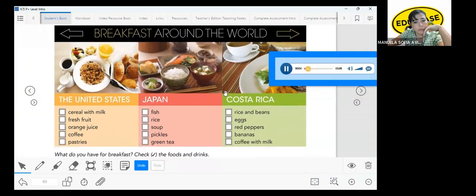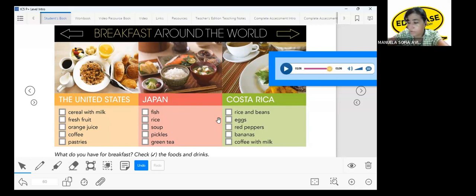Exercise 5. Snapshot. Listen and practice. Breakfast around the world. The United States. Cereal with milk. Fresh fruit. Orange juice. Coffee. Pastries. Japan. Fish. Rice. Soup. Pickles. Green tea. Costa Rica. Rice and beans. Eggs. Red peppers. Bananas. Coffee with milk.